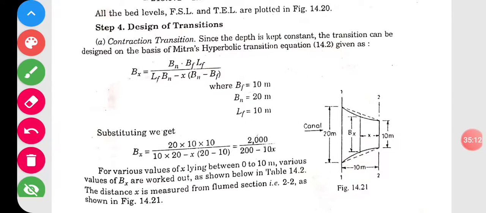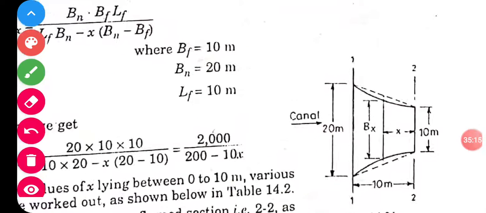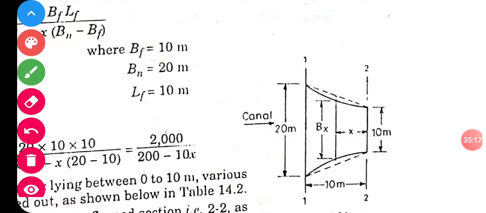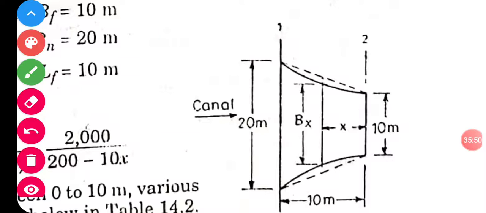Bx means, I will just tell you, look here, this is Bx. It is the width of the canal at a particular distance x, that is Bx. Bx is the width of the canal at a particular distance x from section 2 towards section 1, in this direction. So you understood, and for Bx we have to put different values of x over here.